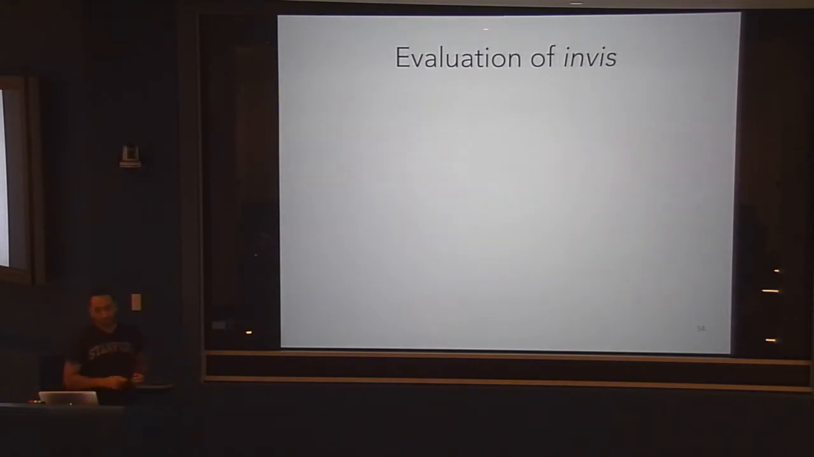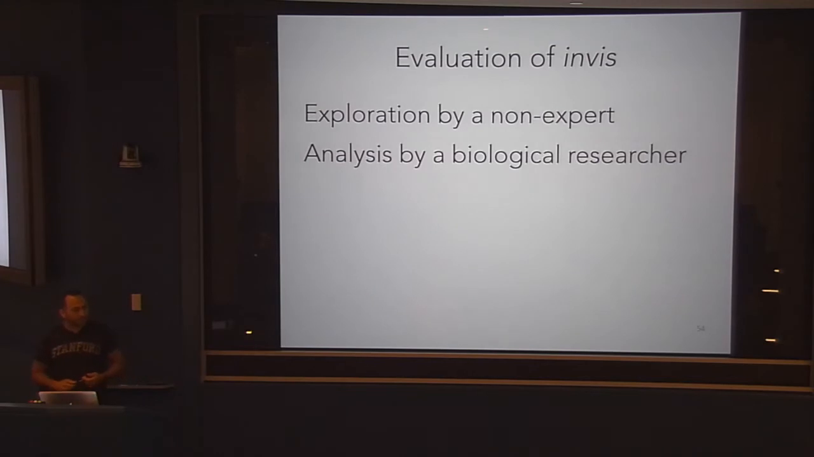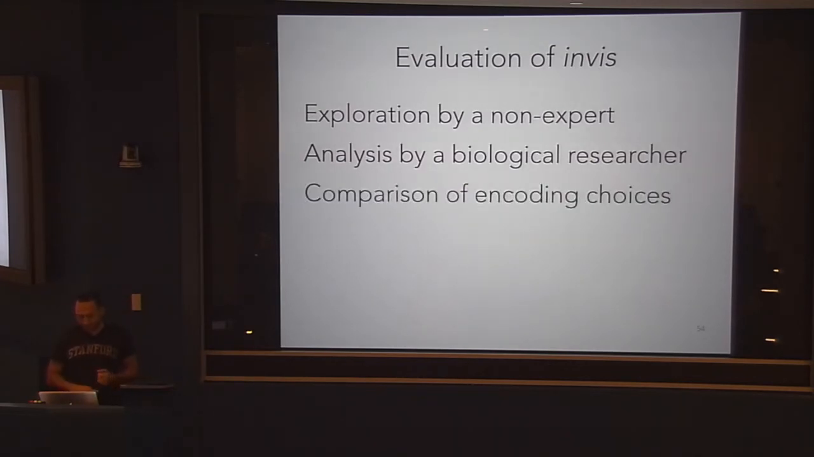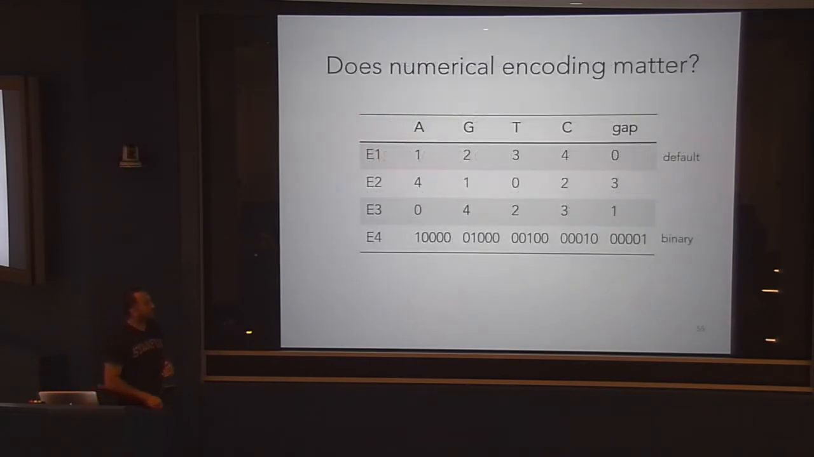So we evaluated the ideas in InVis in a couple of different ways. We asked non-experts and experts to use the tool. Of course, we are still getting feedback from them. But another thing we did was to compare different encoding choices. One obvious question is whether it should matter. Whether it matters or not, we will see. I'm not going to talk about this user evaluation. I'm going to talk about the evaluation of numerical encoding.